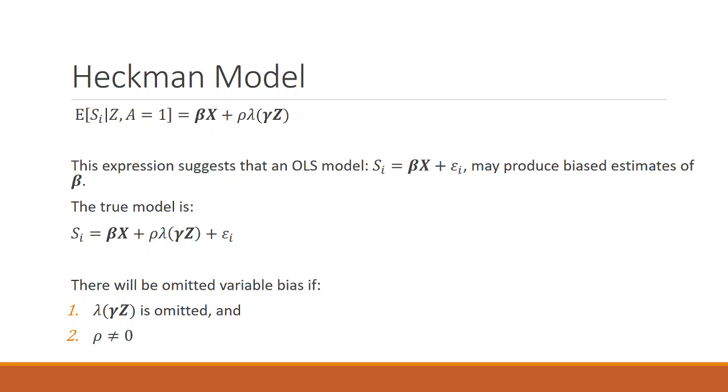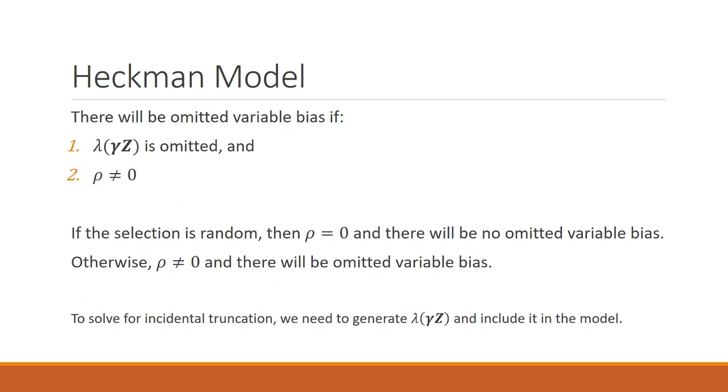The intuition is that if I use the ordinary least squares regression model, and I do not include the inverse Mills ratio, which captures the effect of the selection process, then I will be creating omitted variable bias. All right, so the Heckman model allows me to solve that. Okay, let me reinforce a couple things.